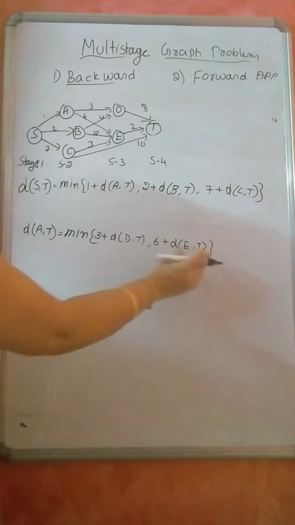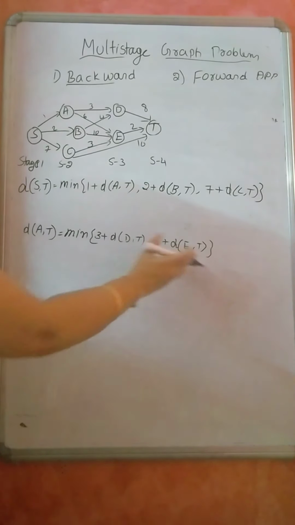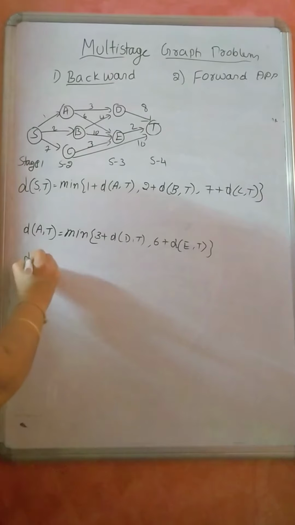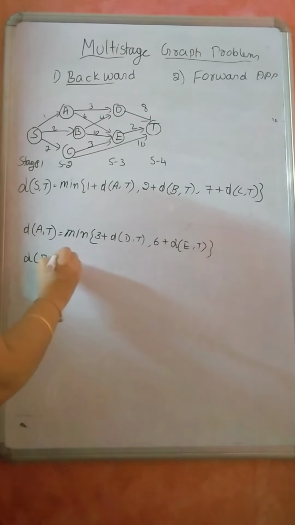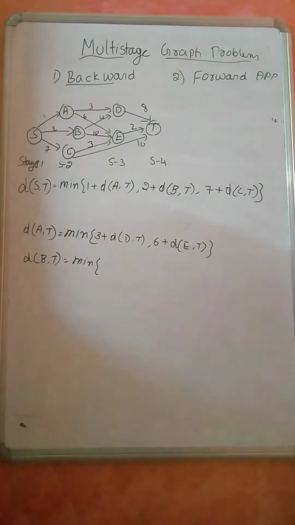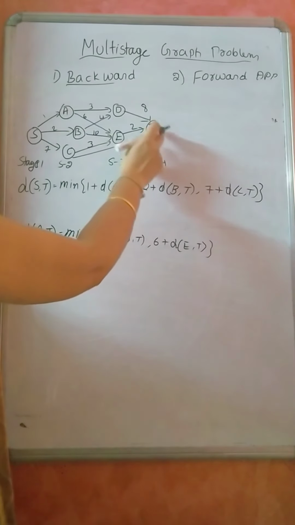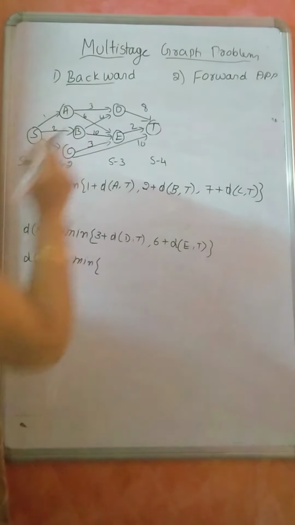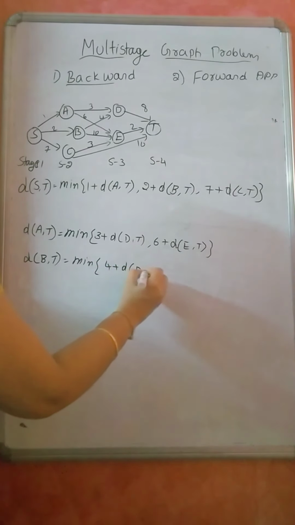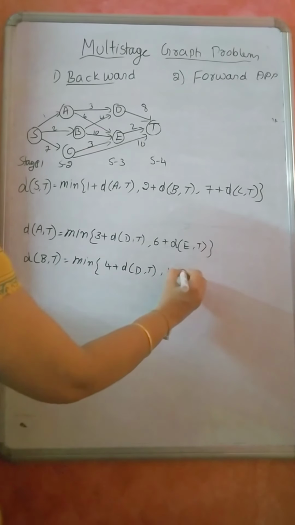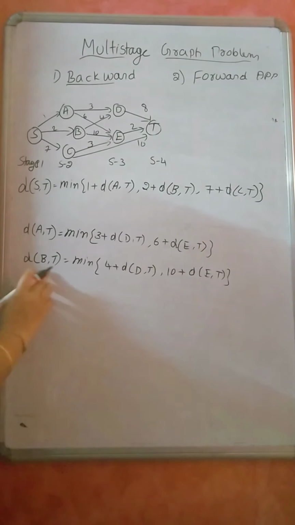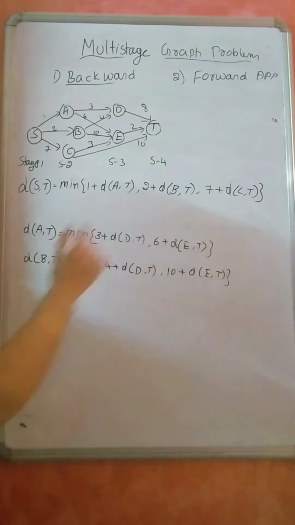Now in order to substitute for this, again I have to compute the distances. Before that, I left out B, so I will compute that. The distance from B to T is the minimum of, how many outgoing edges from B? 2 outgoing edges. I can go in this path or this path. So it is 4 plus distance from D to T, or 10 plus distance from E to T. Whichever path is minimum, that one.